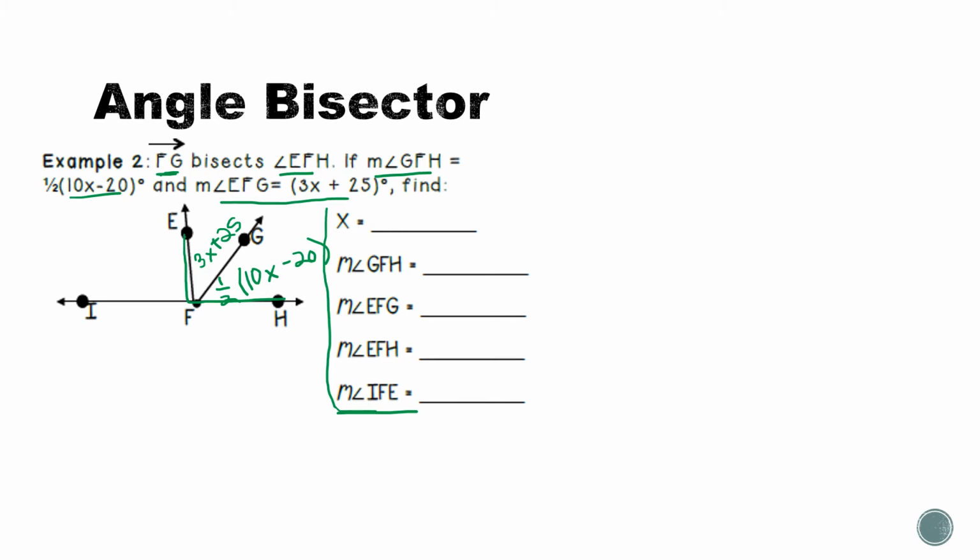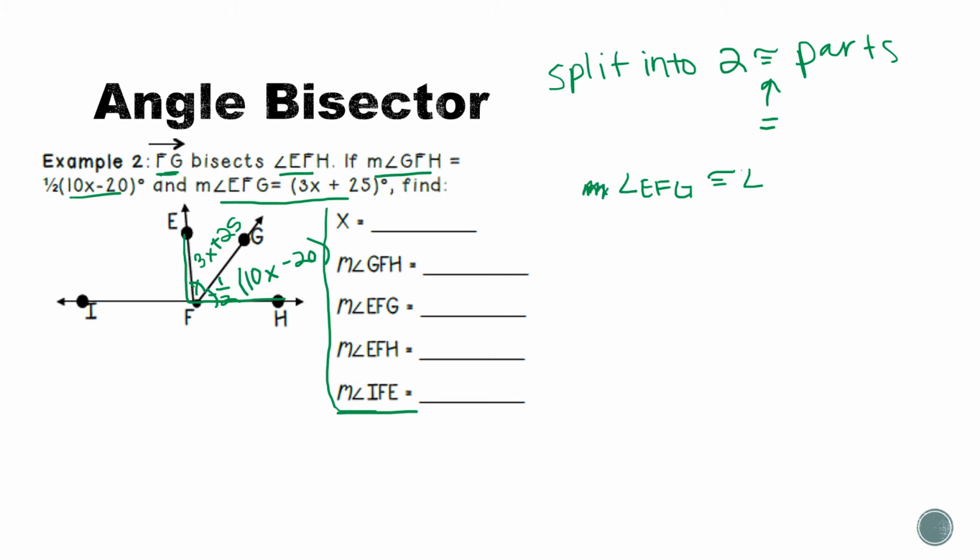So remember, bisect means to split into two congruent parts. Congruent means equal, right? Equal. So if I know that these two angles in here are congruent, so angle EFG is congruent to angle GFH, you can change that then to an equal sign. And what is angle EFG? EFG is 3x plus 25. And GFH is 1/2 times the quantity 10x minus 20.